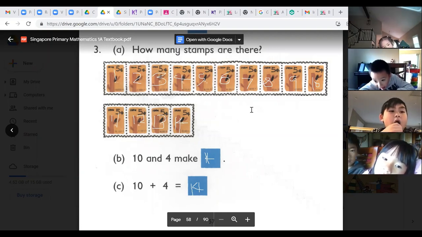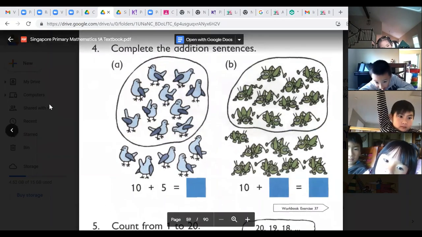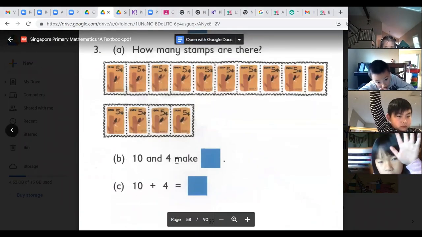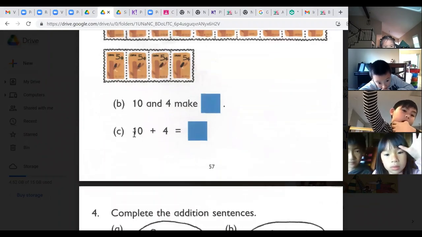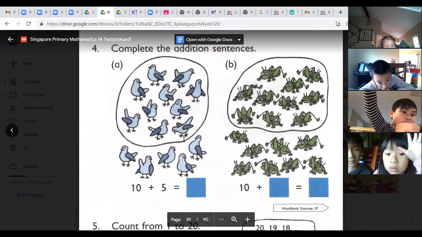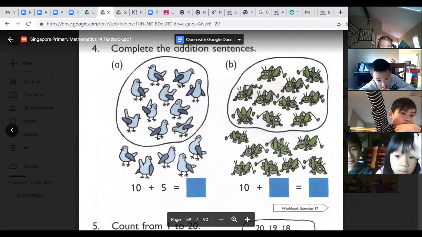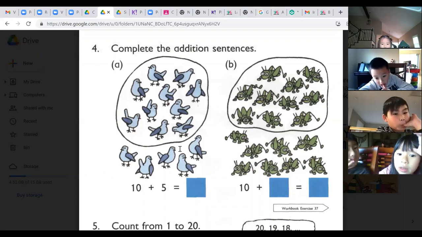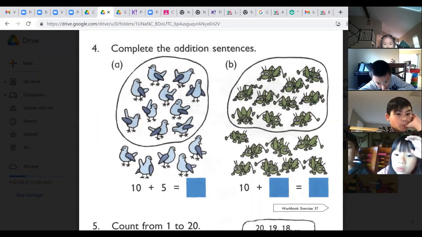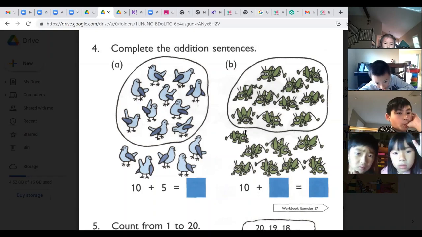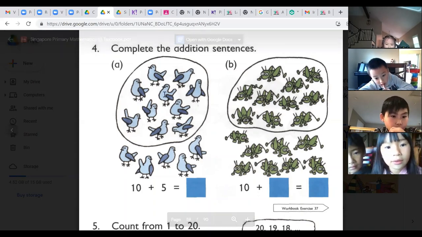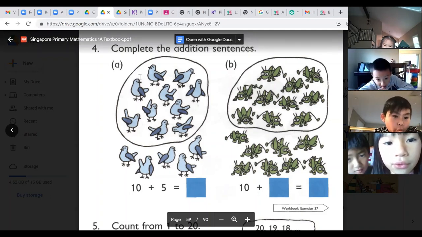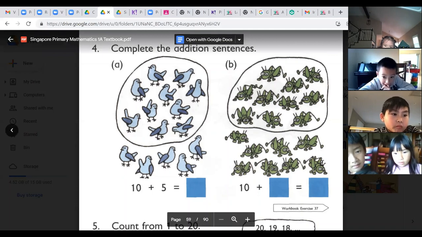Okay. Who wants to try making addition sentences? Now, instead of doing this first step, we're going to try and jump to C right away. Yeah, Ethan or Elise, I guess. Elise? Oh, do you have your hand up? Yeah, go ahead and try 4A. How about this one? 15. 15, perfect.